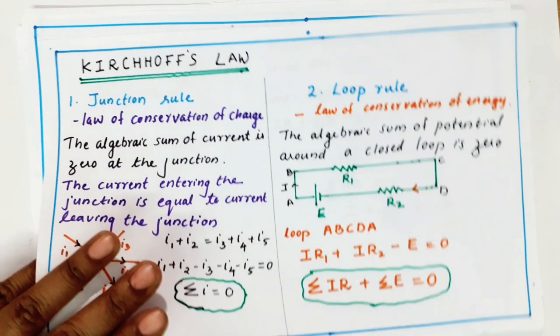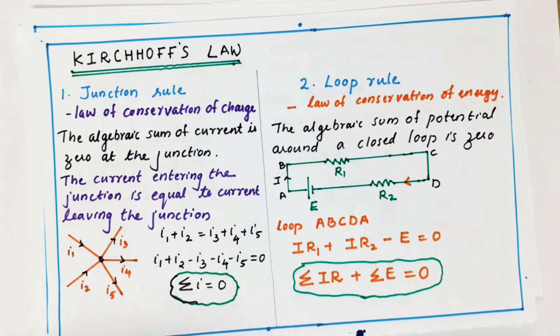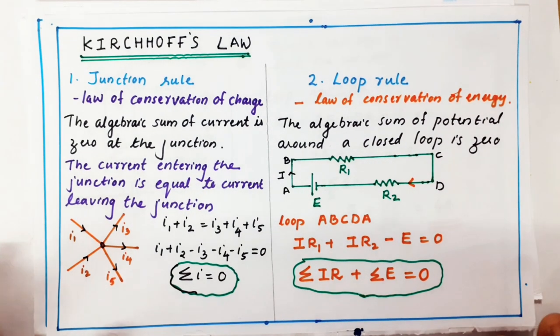So in short, there are 2 rules for Kirchhoff's law: junction rule and loop rule. For the loop rule, you consider a loop. The loop may be clockwise or anti-clockwise, that doesn't matter, but your loop and the current should be in the same direction. Then the term is positive; if your current and loop are opposite, you take that term as negative. If you meet the negative terminal of the cell, first take it as negative, and if you meet the positive terminal, take it as a positive term.